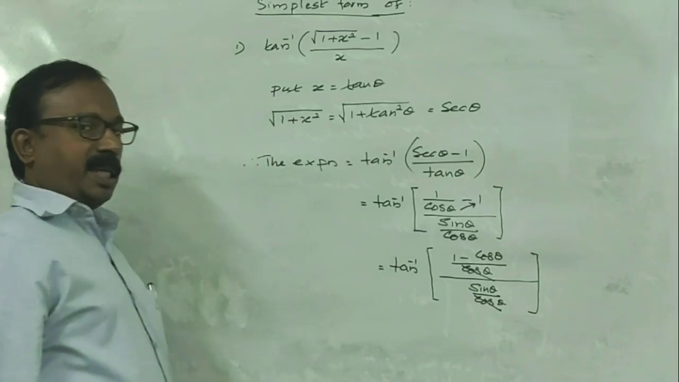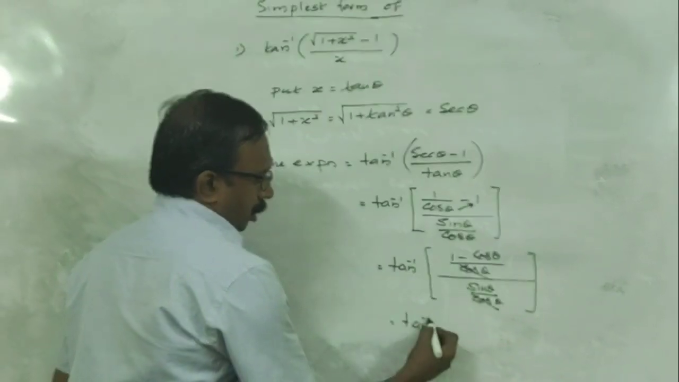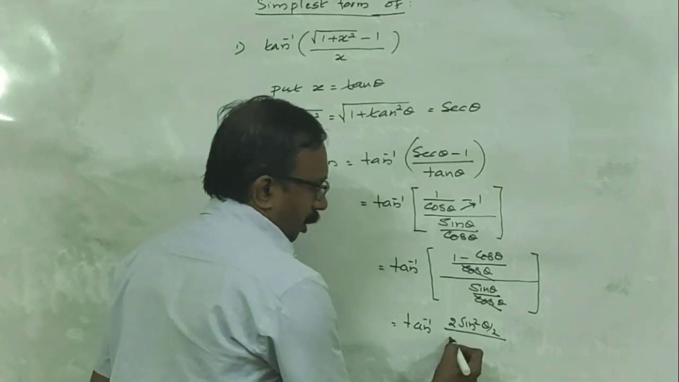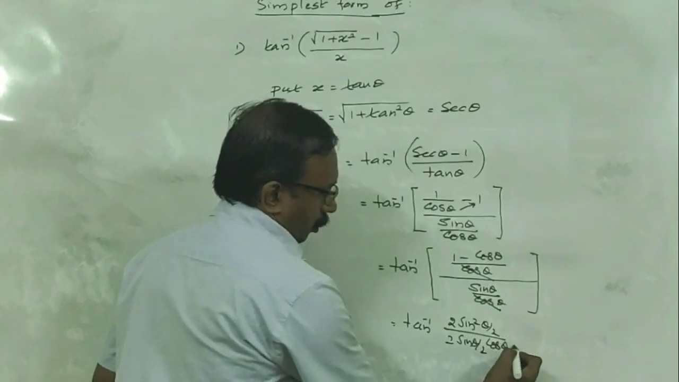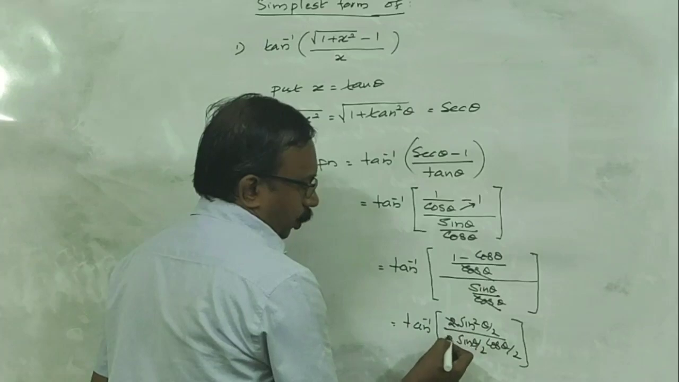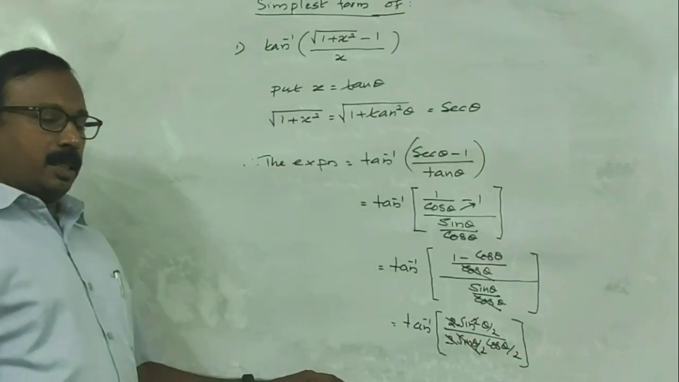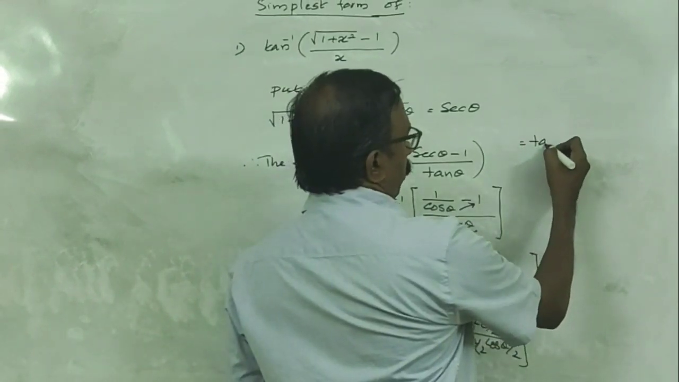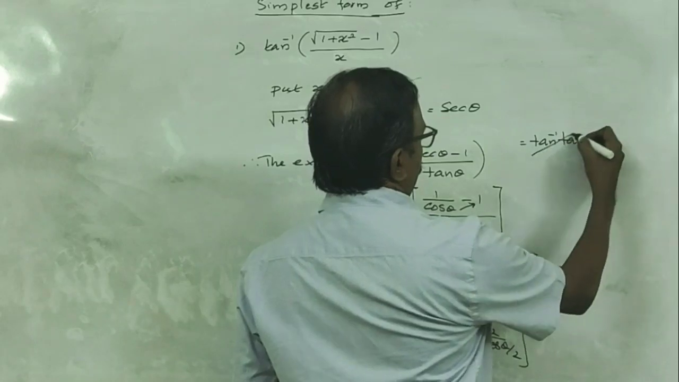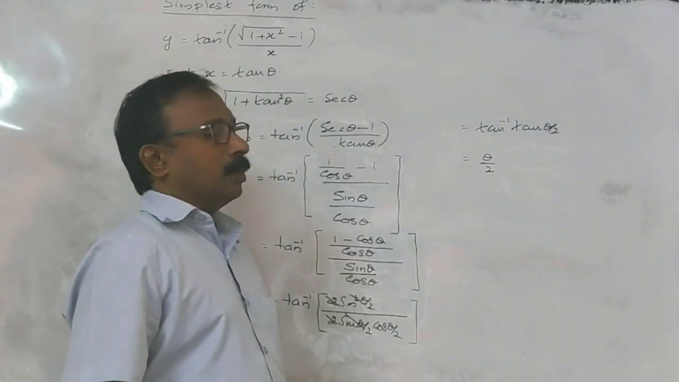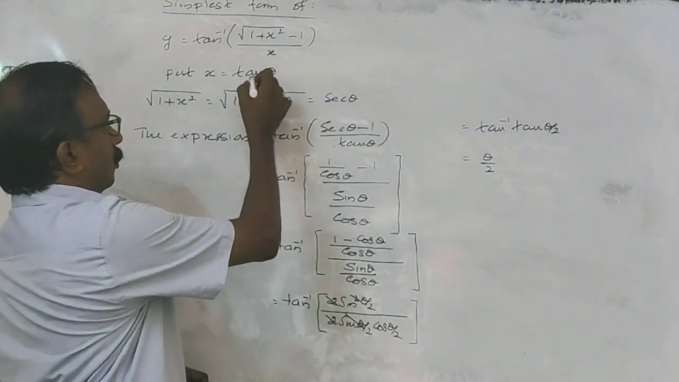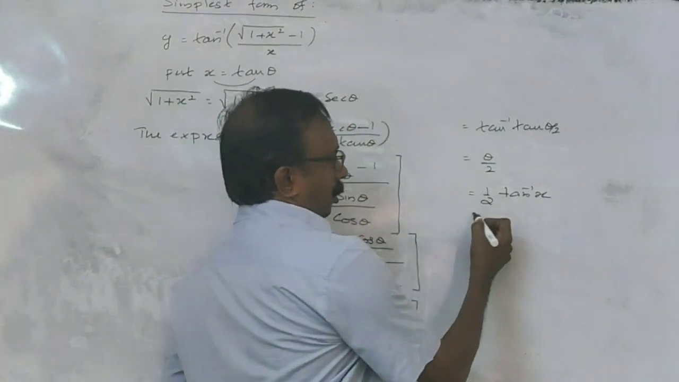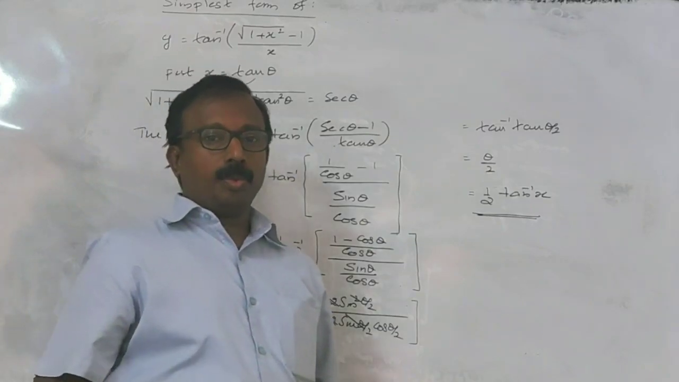Now cos theta and cos theta get cancelled. 1 minus cos theta is 2 sin square theta by 2, and sin theta can be written as 2 sin theta by 2 into cos theta by 2. So here 2 and 2 get cancelled, and sin theta by 2 also gets cancelled. Now tan inverse of sin theta by 2 by cos theta by 2, that is tan theta by 2. That is tan inverse tan theta by 2. So it is theta by 2. Now replacing the value of theta, we get half into tan inverse x. This is the answer. This question is also very important from the examination point of view.